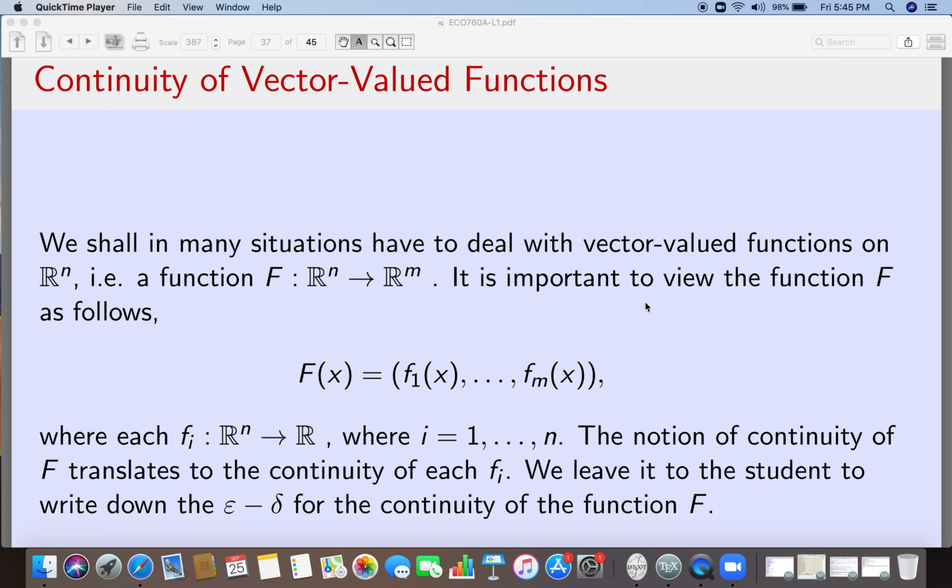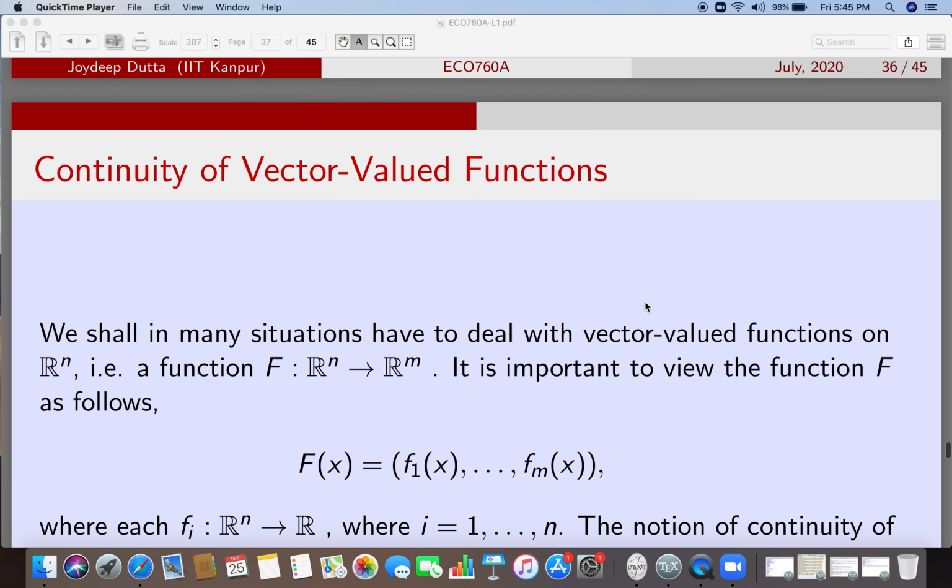So each of the individual components are actually functions of x, which are of course functions from Rn to R, and we have known about Rn to R. So a function capital F from Rn to Rm is continuous if and only if all the component functions f1, dot dot dot, fm are continuous. I leave it to you to write down the epsilon delta definition.